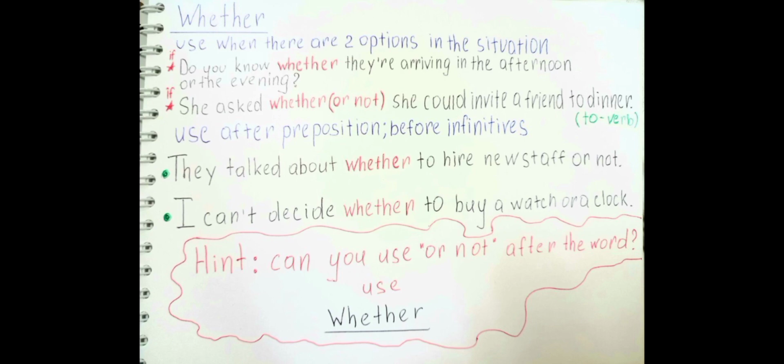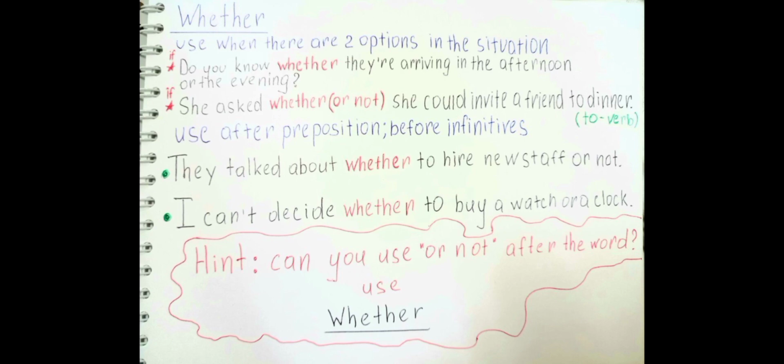One more example of this. I can't decide whether to buy a watch or a clock. So here we have decide, just a verb here, but after this, after whether is an infinitive verb. To buy. I can't decide if to buy is not correct.